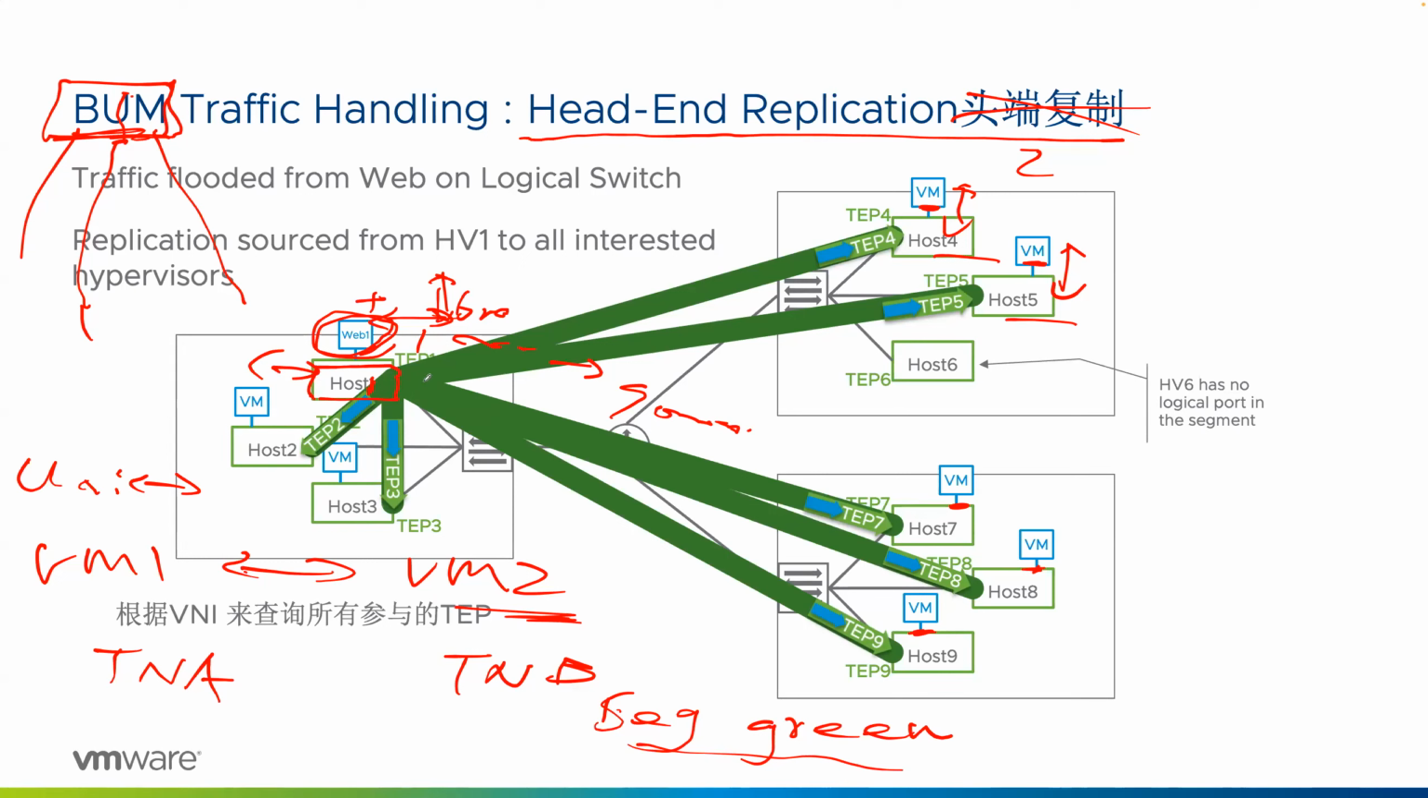Host 1 sends out a packet to every host respectively. That's the first method, head-end replication. The head-end will replicate this broadcast, multicast or unknown unicast into the appropriate copies and send them out to every host or every TN.